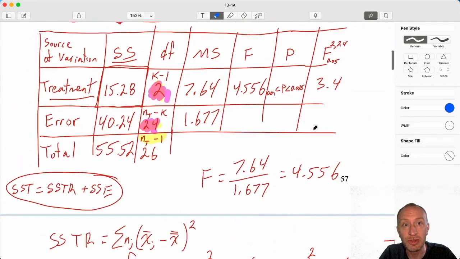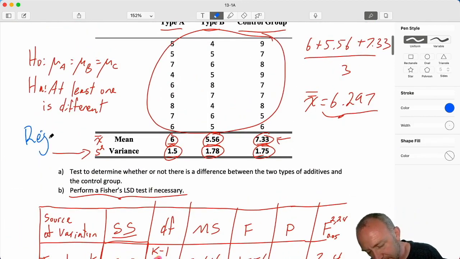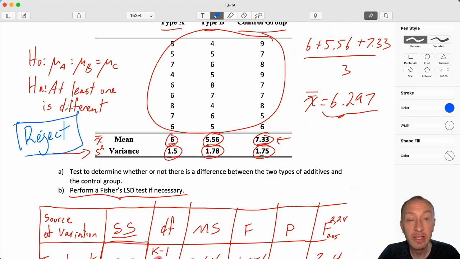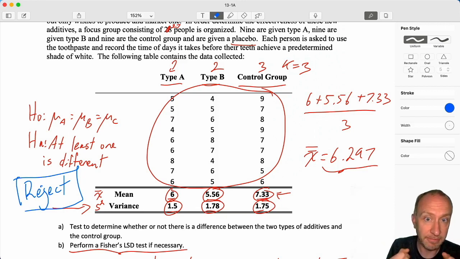That conclusion, of course, is that we have sufficiently strong evidence to reject the null hypothesis. We have evidence to show that among these 3 different samples, the type A tooth whitener, type B, and the control, at least one of those 3 is showing a different amount of time before the teeth begin to whiten.